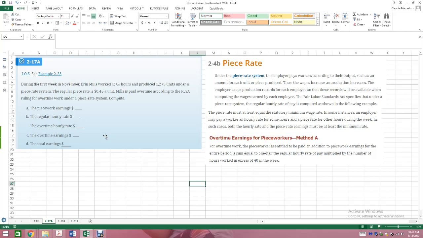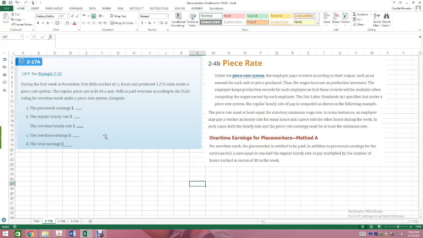Now, there are two ways of calculating overtime earnings. In this particular problem, 217, we're going to cover method A. In problem 218, we're going to cover method B. Problems 217 and 218 use the same information provided. It's just that in one of the problems, we're going to use method A of calculating overtime, and in 218, we're going to calculate using method B.